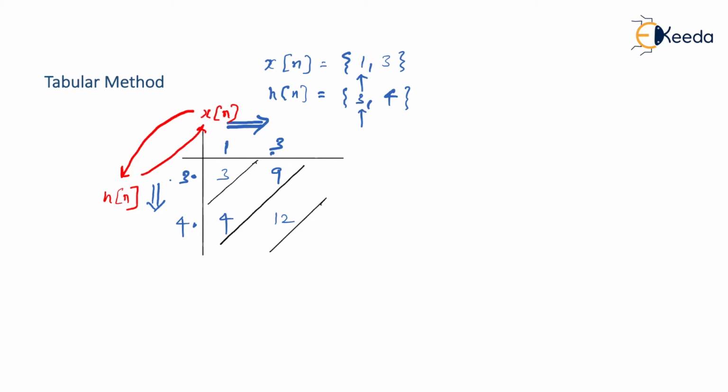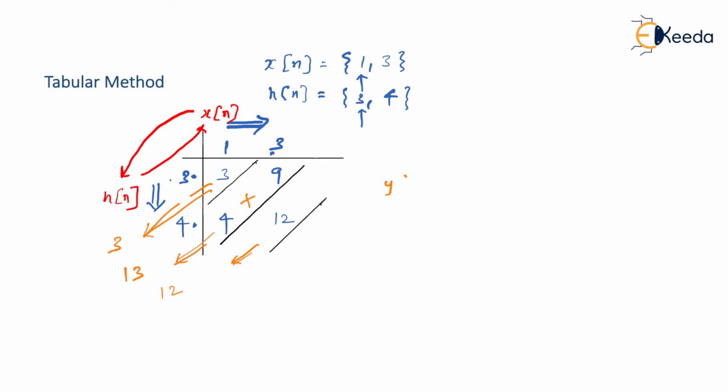What does that mean? I'll tell you. So from a very first diagonal, the element that we get is 3. In second diagonal, there are 2 elements added. 9 plus 4, it becomes 13. And in the last diagonal, we have again one element, that is 12. Eventually this 3, 13 and 12 is nothing but your y of n.